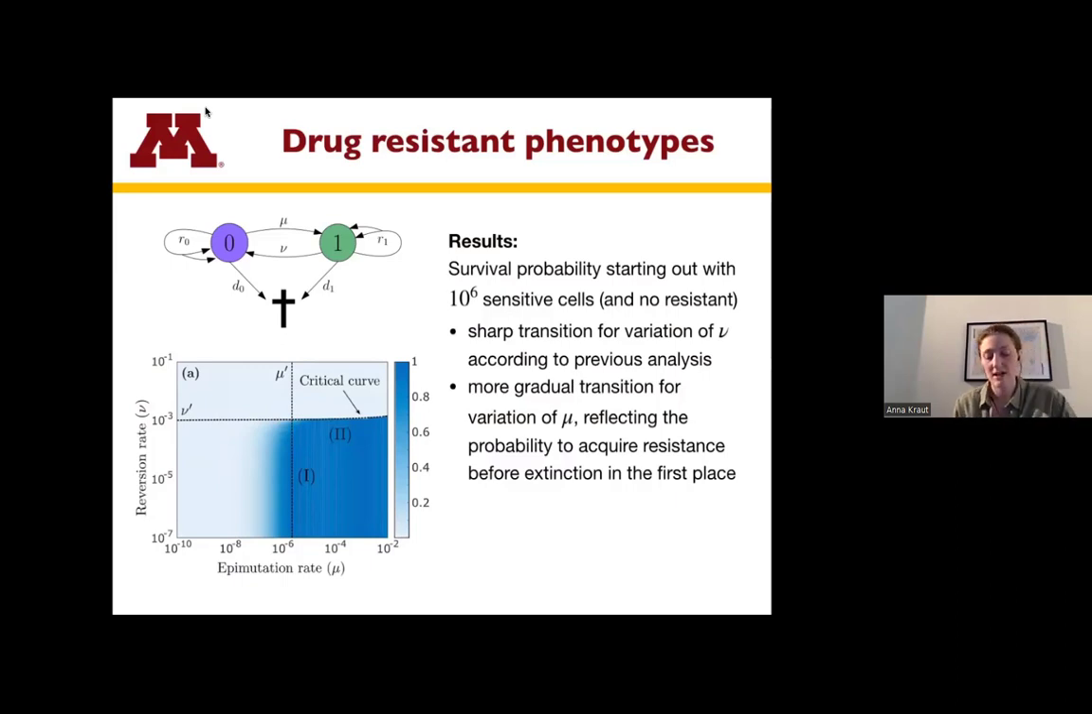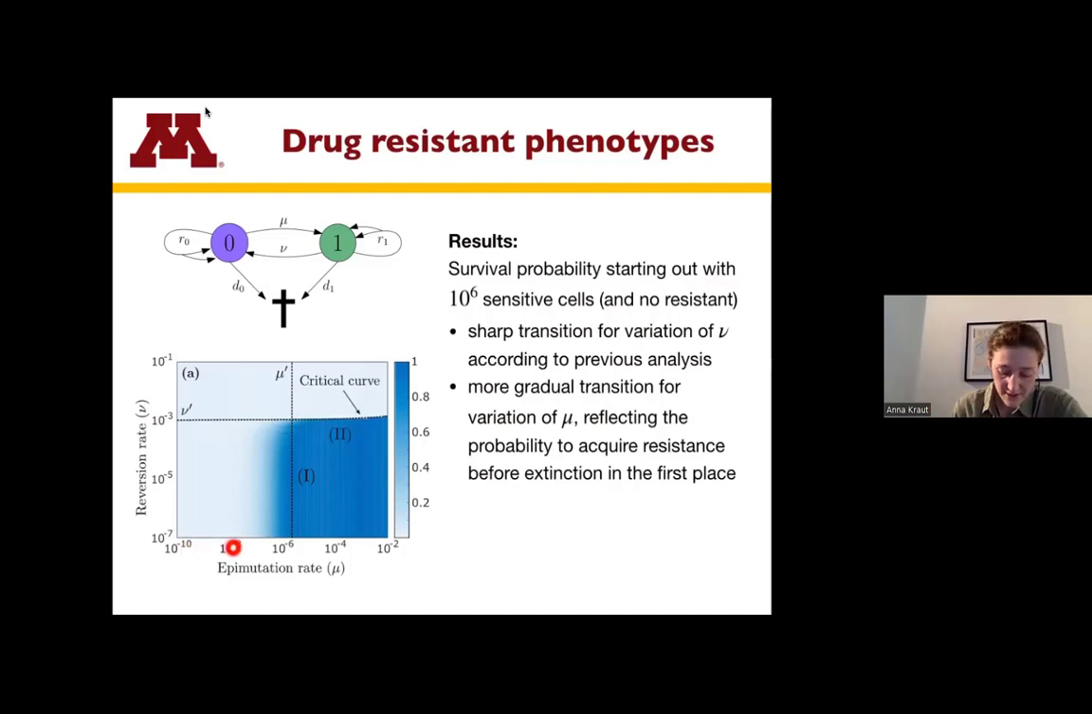But one can now study the probability of the tumor surviving. So as mentioned in the upper region here, we have a subcritical branching process, which is destined to die out. But even if we have a supercritical branching process in this lower region, there's still the potential for extinction simply by chance. And so in this case, they looked at starting out with a fully sensitive population of cells.